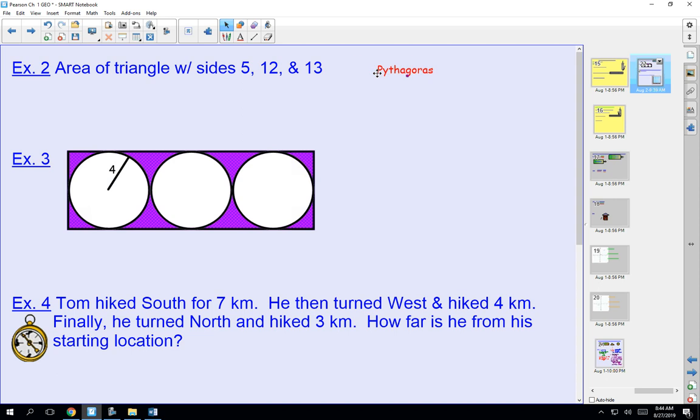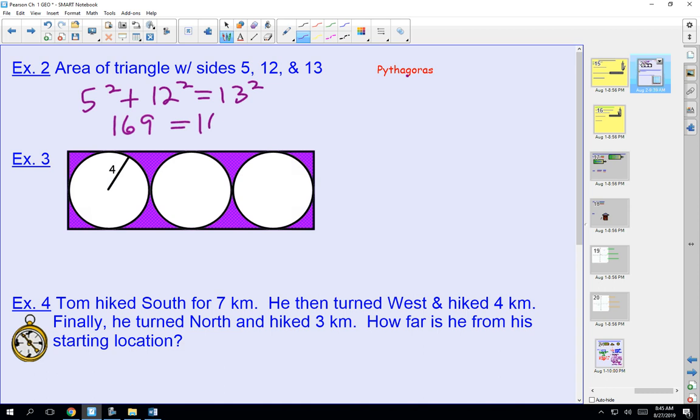In other words, I know this is a right triangle. The reason I know this is a right triangle is because 5 squared plus 12 squared will equal 13 squared. This is another Pythagorean triple that I recognize. If you don't recognize it, you just have to test it here. 5 squared plus 12 squared, if that equals 13 squared, which it does, 25 plus 144 is 169, equals 169.